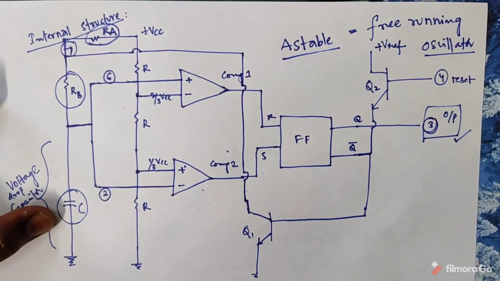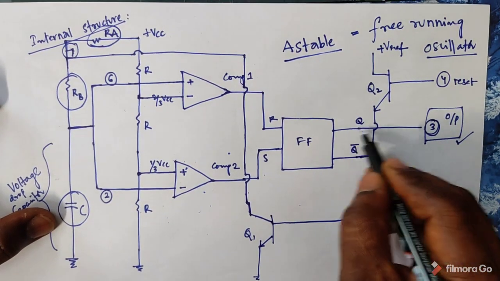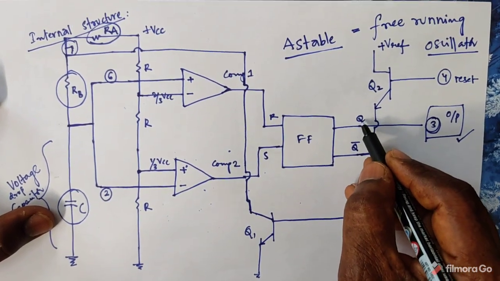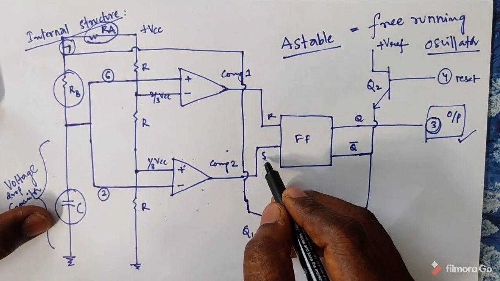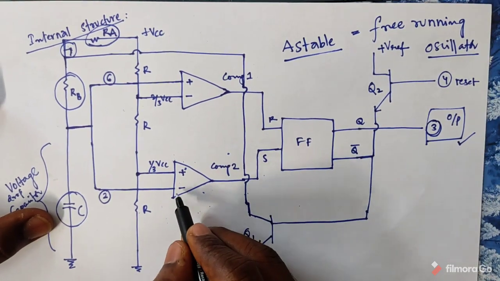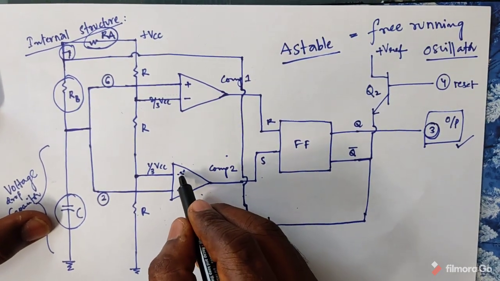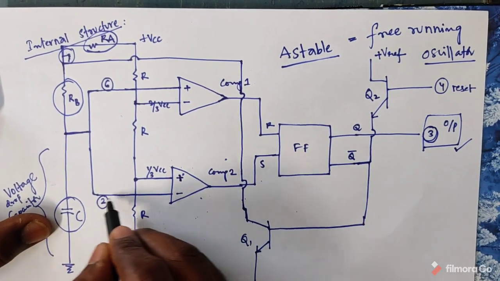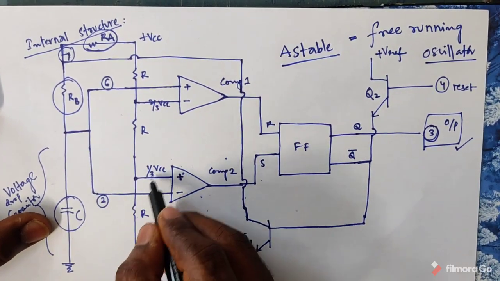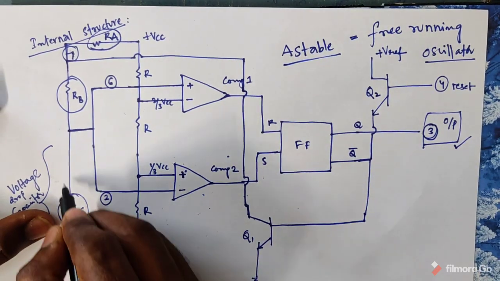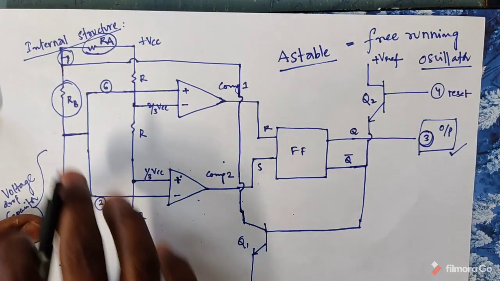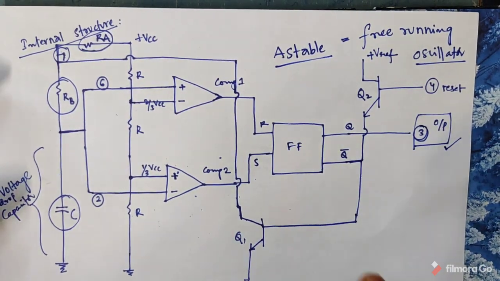For example, initially if you take output in high state, that Q value is 1. Q value 1 means S value is 1. S value 1 indicates that positive terminal voltage is greater than negative terminal voltage. That indicates that voltage drop across capacitor is less than 1/3 of VCC. So that is commonly connected to this comparator 1 and comparator 2. The type of mechanism we have to design.